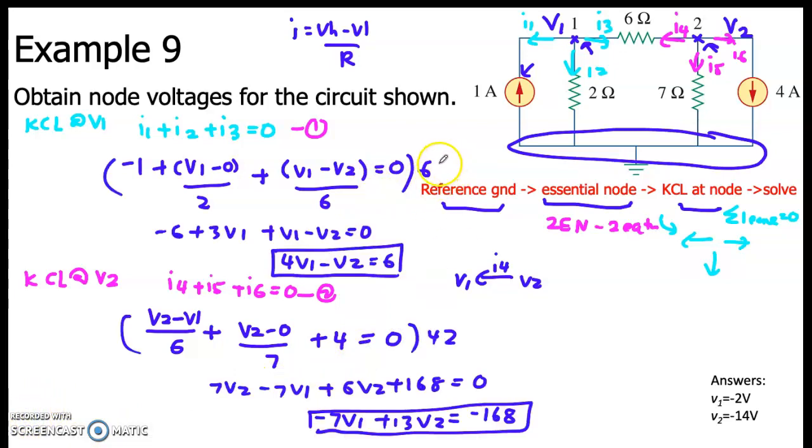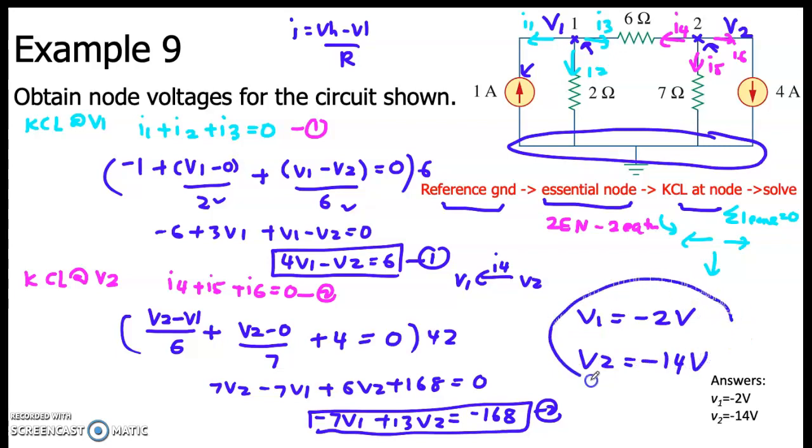Okay, so once you get this equation, you just solve it by removing the denominator by multiplying by 6, and then you get equation number 1 here. Same here, equation number 2, and use your calculator. You will get V1 equal to minus 2 volts. V2 is equal to minus 14 volts. So this is how you solve for the nodal analysis. Okay, thank you.